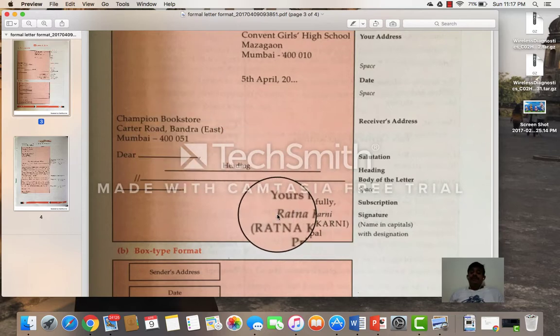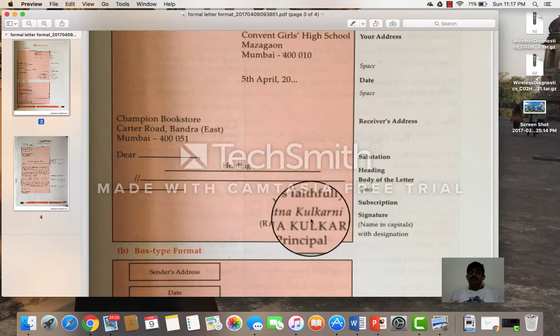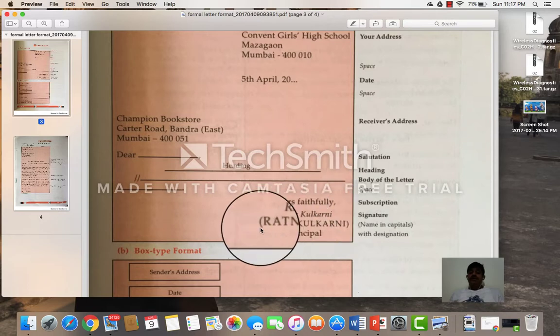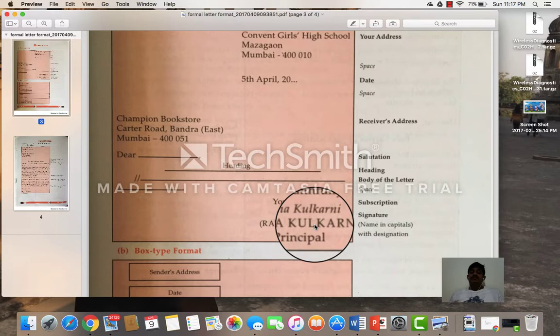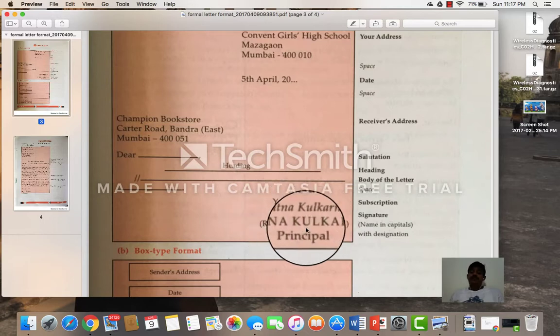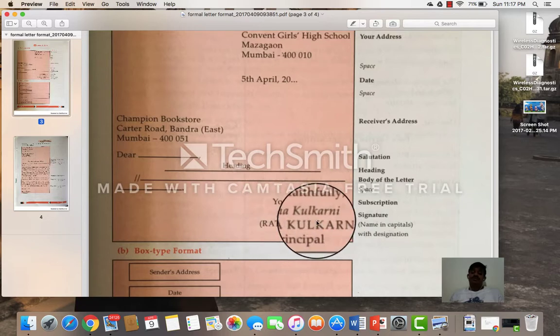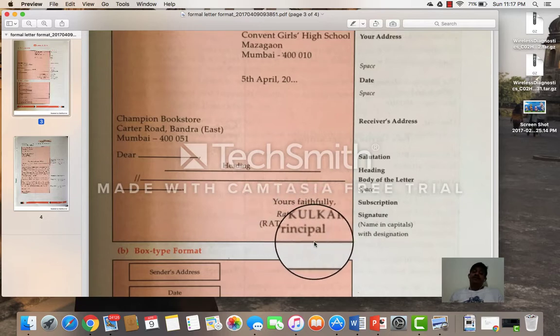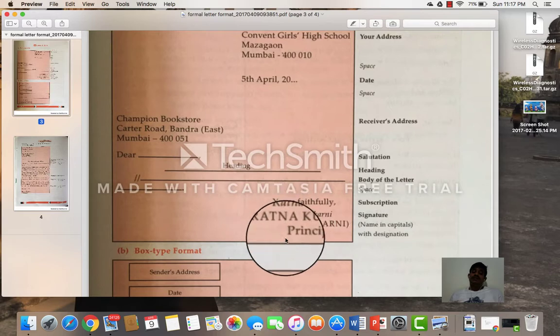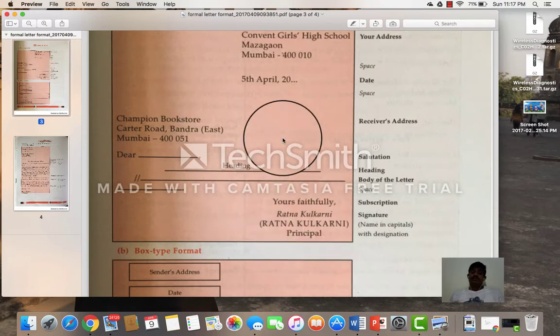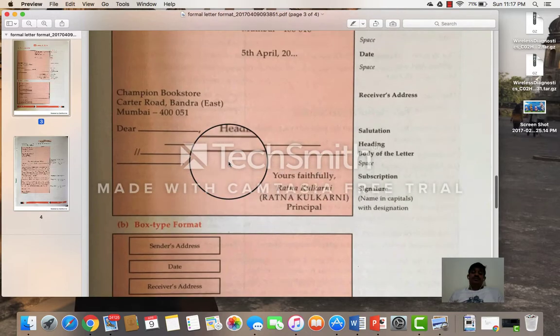After that comes the signature, and below the signature comes the name of the sender in full. If you have a surname, the surname must be mentioned. If you do not have a surname and only initials, then your name in full followed by initials must be mentioned. And if you play a role in a certain designation, the designation must also be mentioned. So this is how it goes.